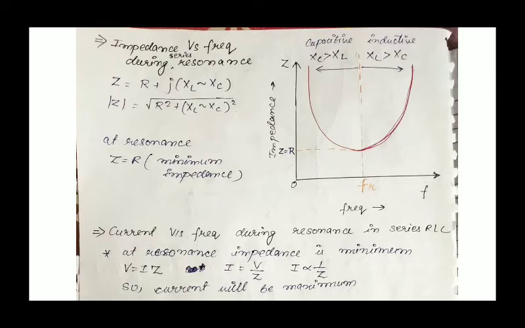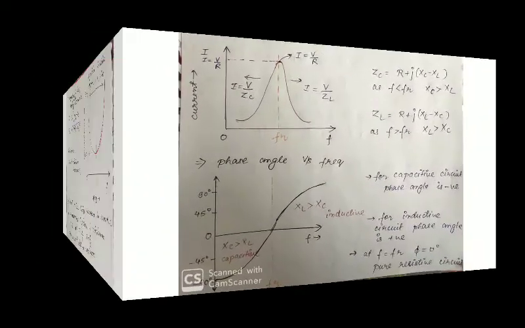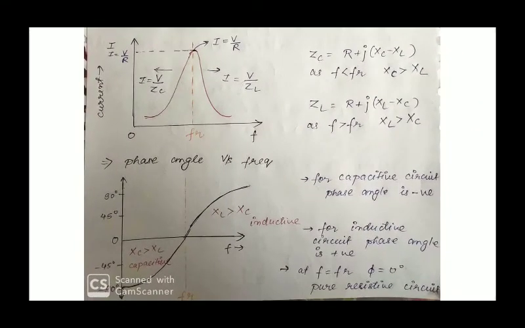Now if we plot current versus frequency during resonance, then in an AC circuit, voltage is equal to current times impedance. So current is inversely proportional to impedance, and current will be maximum at resonance. So we will get a curve like this. If you see the current versus frequency graph, the current is maximum at the resonant frequency, and we get a bell-shaped curve.